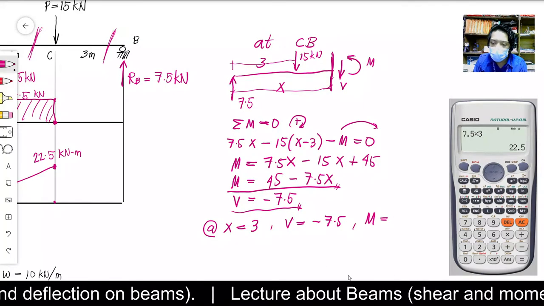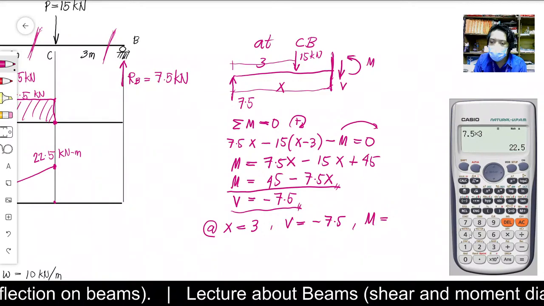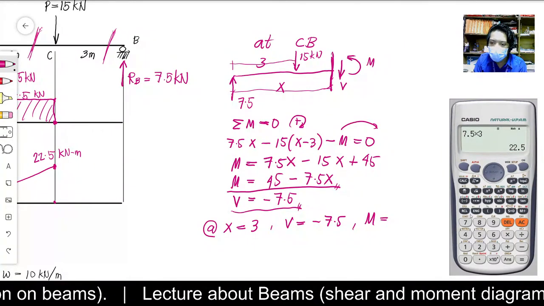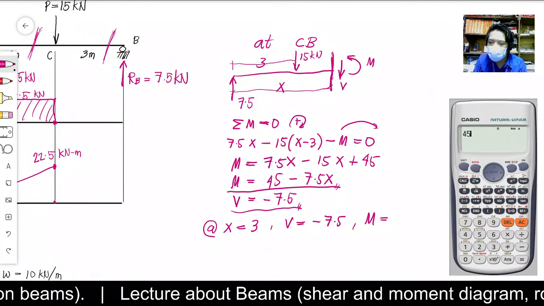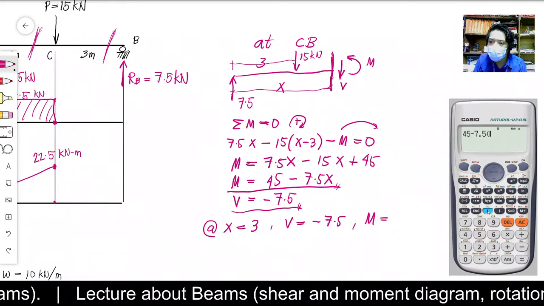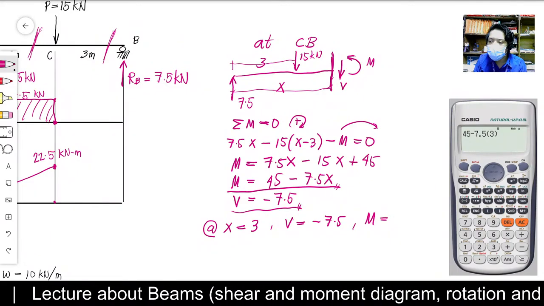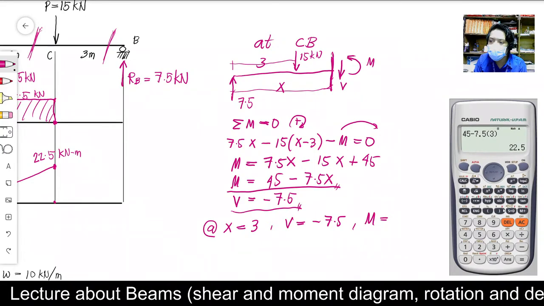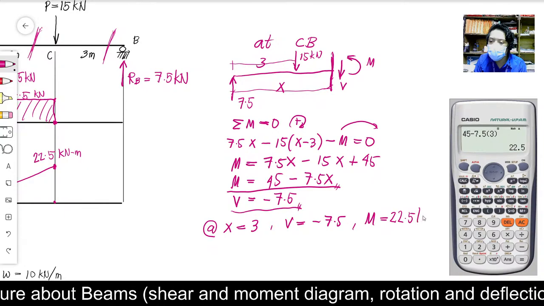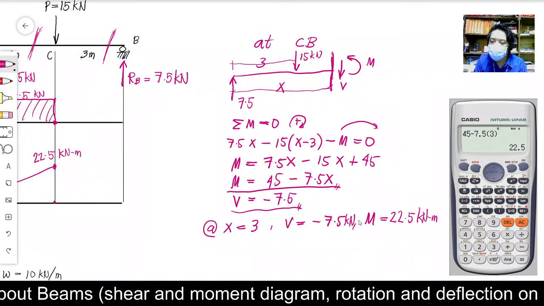let me use the calculator. I have one equation: 45 minus 7.5 times your x, which is 3. So the result is 22.5, of course in kilonewton meter, and the shear is in kilonewton.